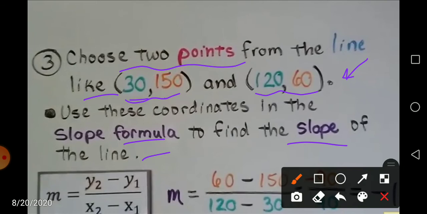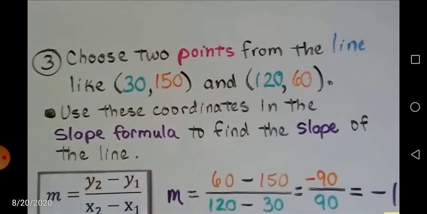How can we know the slope m? I have 60 minus 150 all over 120 minus 30, and then I'll get the answer. I get negative 90 over 90, which equals negative 1, since 90 divided by 90 gives 1, and a negative divided by a positive, unlike terms, gives negative 1.